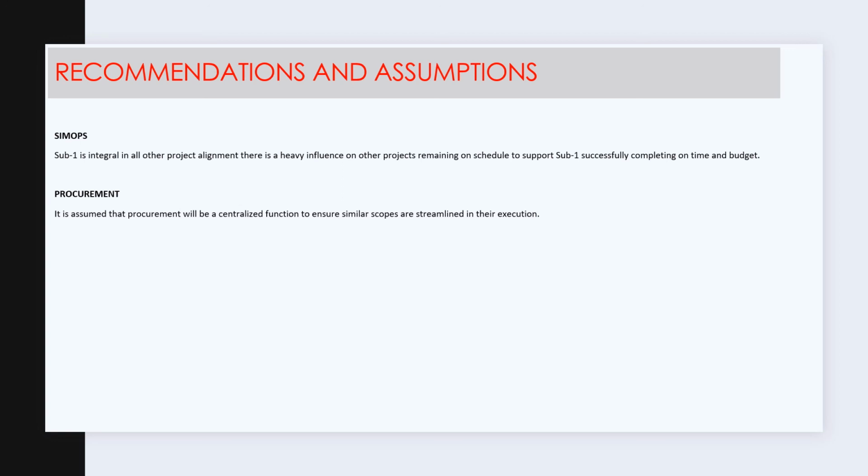As an example, whilst other projects require sub 1 to be on time and at the front end of this project, sub 1 relies upon other project completion on time at the back end of sub 1. Also procurement. It's assumed that procurement will be a centralised function to ensure similar scopes are streamlined in their execution. As highlighted previously, deliverables such as furniture and fittings could be centralised to create efficiency in timely execution, as well as providing cost savings across the overall project execution.